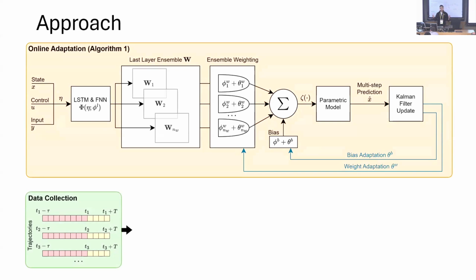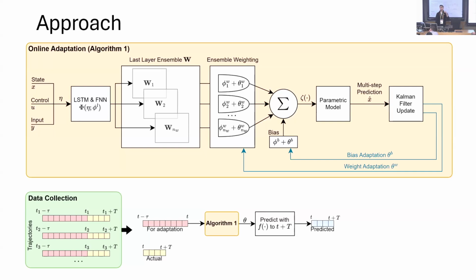Offline, we take our entire data set and we split it into different trajectory segments. And then for each segment, we take the beginning part of each trajectory and run it through the online adaptation procedure, and that gives us a new weighting of the models. So with this adapted dynamics model, we make a prediction, and we take a loss on the prediction against the actual data.